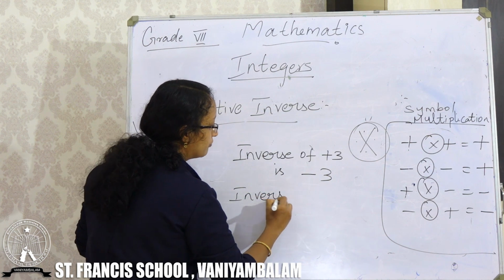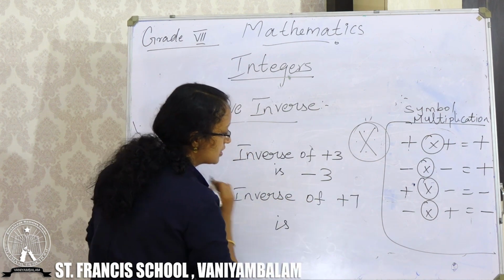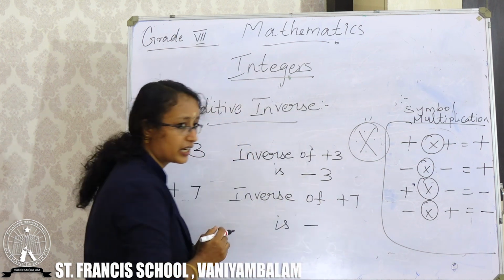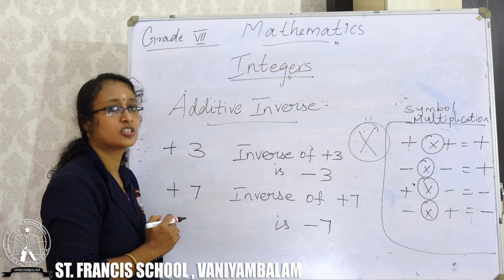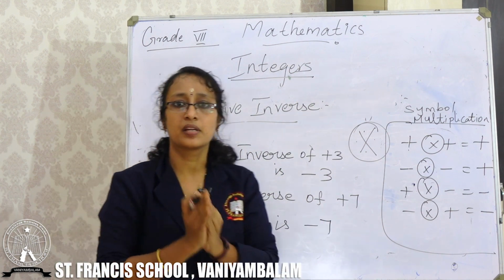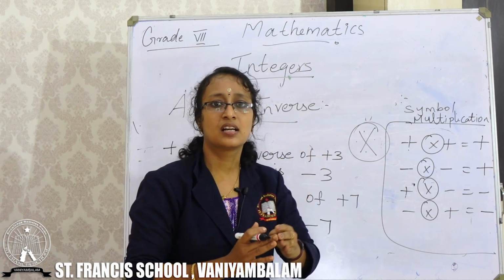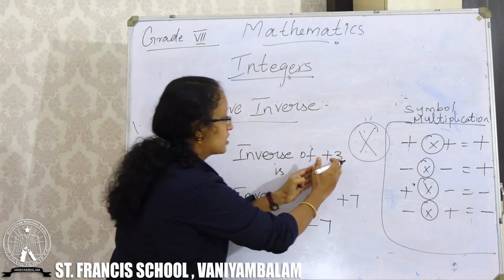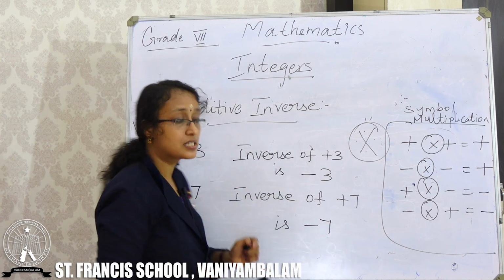Plus 7 is a positive sign. So the inverse is negative, and the number you write as it is, the digit. Got it? Inverse means opposite. Additive inverse, that is addition inverse. So the inverse of plus 3 is minus 3, and the inverse of plus 7 is minus 7.